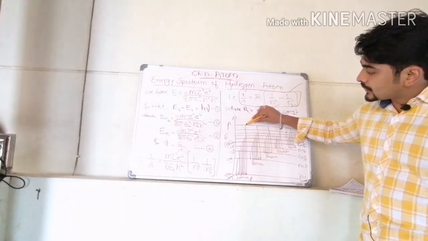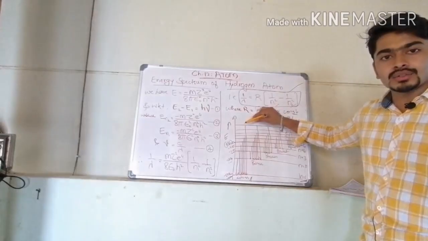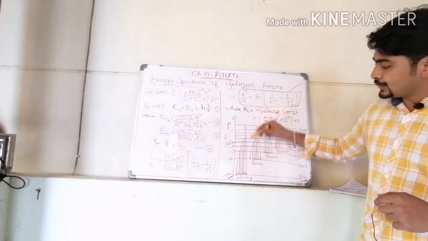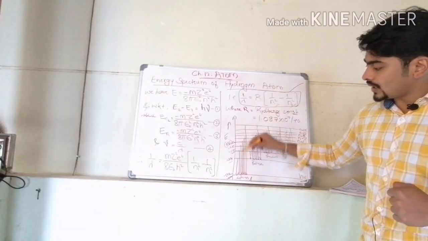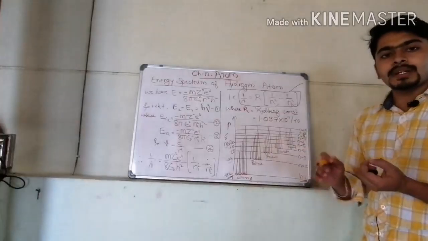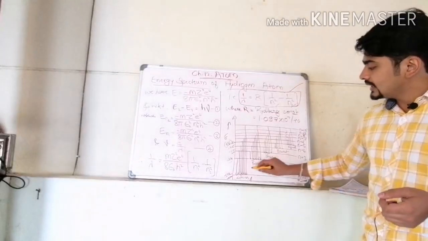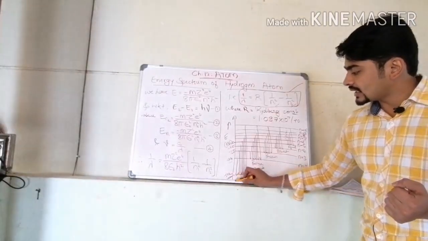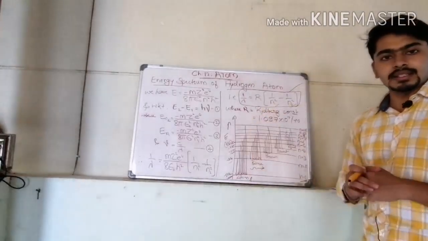If an electron jumps from a higher orbit, it may be n equal to infinity, or n equal to 5, 10. Take for example 10 to 1, 9 to 1, 8 to 1. For the first orbit, if an electron jumps, it liberates energy. Those energies are considered under the Lyman series.